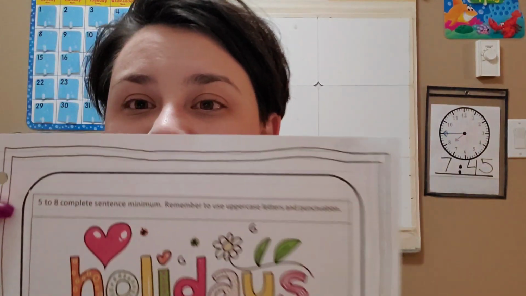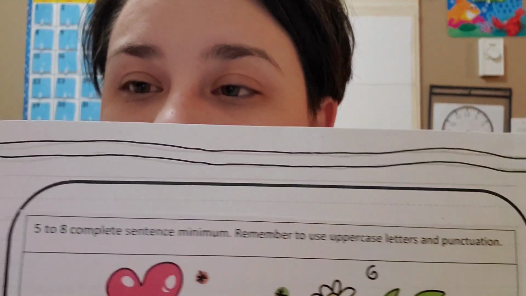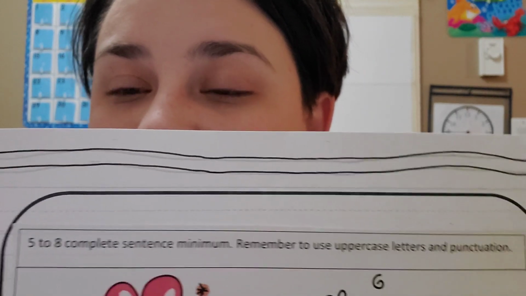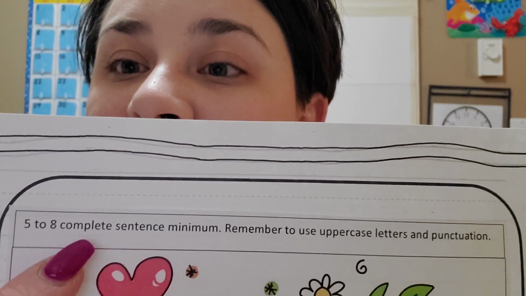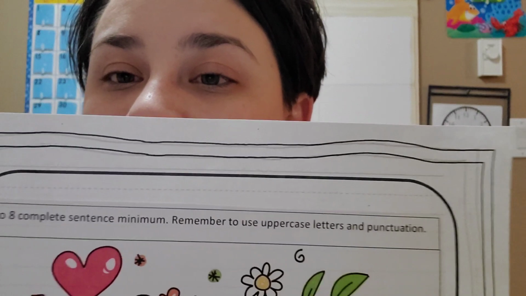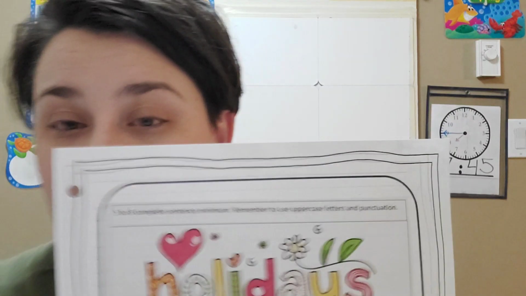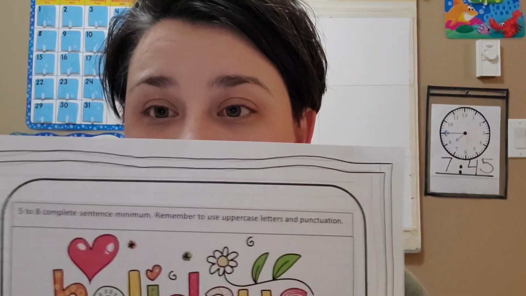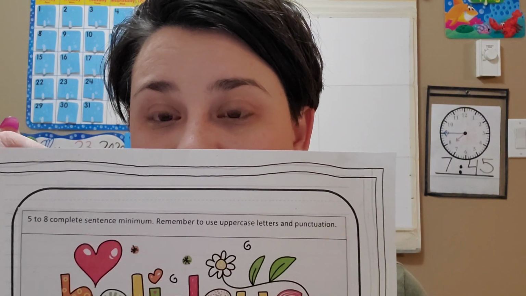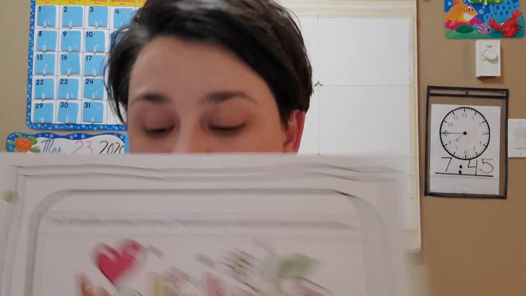But notice this at the top, very important. 5 to 8 complete sentence minimum, meaning I want at least 5 sentences. Okay, you can write 8 sentences, you can write 10 sentences, but at least 5 to 8. So that means I don't want to see any 3 or 2 sentences. Got it? And you need to remember, sentences start with uppercase letters and they must end with punctuation.